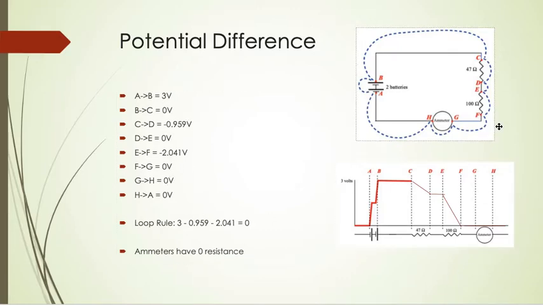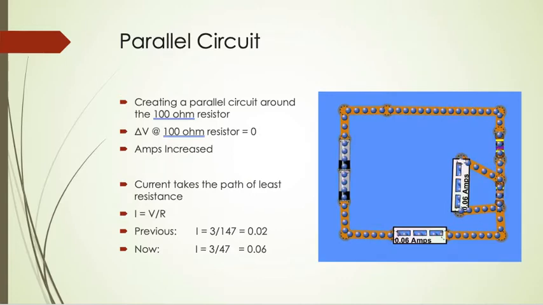The reason that the ammeters in our ideal experiment did not affect any of the potential difference calculations is because they have 0 resistance. As you can see, there was no potential difference change from G to H where the ammeter is, because the ammeters have 0 resistance.